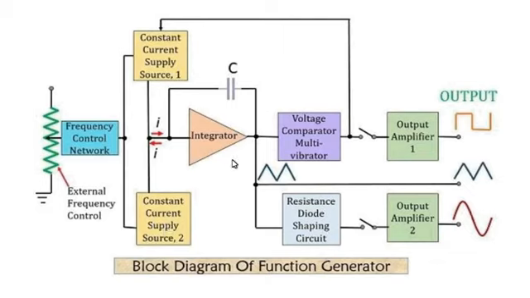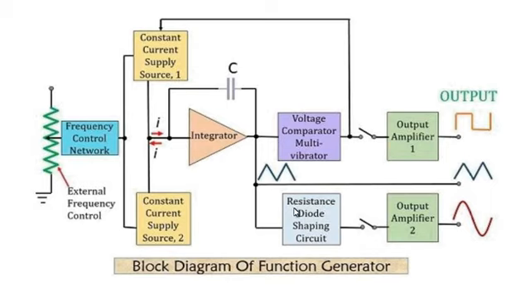This is one of the applications of an operational amplifier, the integrator. What is the function of this integrator? This integrator generates a triangular wave at its output, as the feedback capacitor is used here. Next, the output of the integrator is given to the voltage comparator multivibrator. This voltage comparator multivibrator converts the triangular wave to the square wave, and finally it is amplified at the output with the help of output amplifier 1.